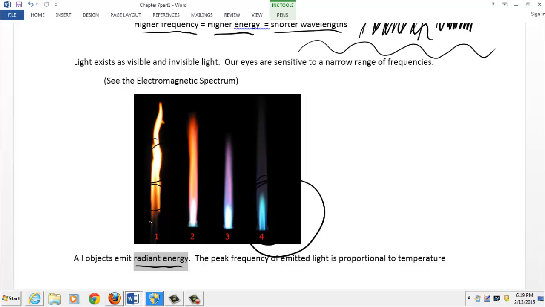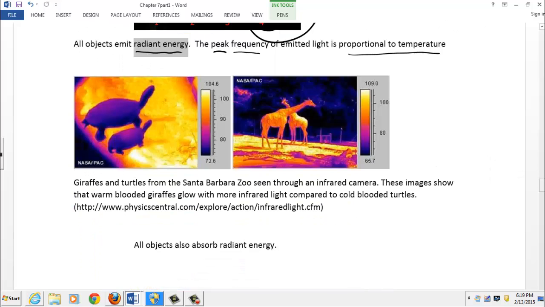Still pretty hot though. And so it is true that the most common frequency of light that comes out of an object, the peak frequency, is proportional to its temperature. The hotter the object, the more blue or higher energy light comes out. Here we've got some infrared images. A special IR or infrared camera was used at a zoo at the same time of day. And here you can see the giraffes are in the warmer wavelengths than the cold-blooded turtles.